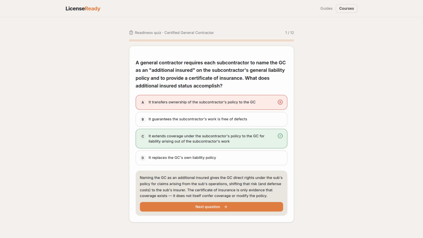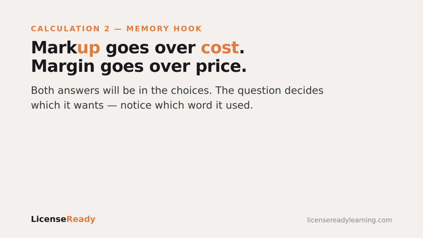Both answers will be sitting right there in your choices. Both feel right. The question decides which one it wants. Your only job is to notice which word it used. Here's a memory hook. Markup is over cost. Both have consonants up front. Margin goes over price.